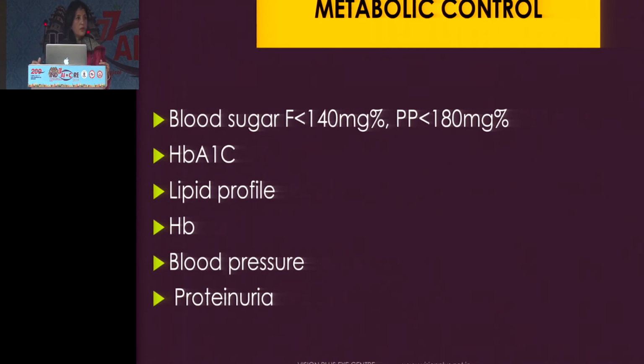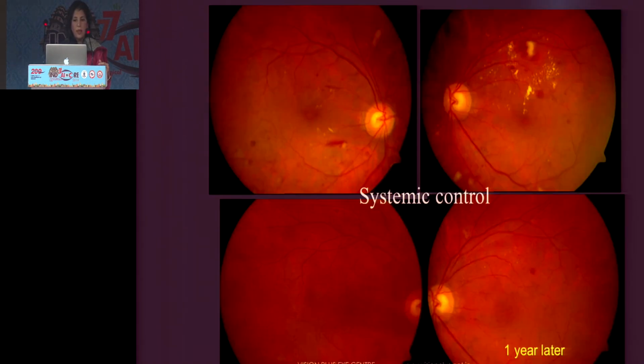A good metabolic control, also from a legal point of view, it's important to know that the blood sugars are well controlled, and a PP less than 180 mg is important. A good control of their blood pressure, and of course their lipid profile and proteinuria. These are other things that we need to look into. And here is just a case to show a patient who had cataract, and you can see in the slides above, he has moderate to severe NPDR, but he was first controlled systemically, and once the retina improved, the picture improved, only then the patient was taken up for cataract surgery.